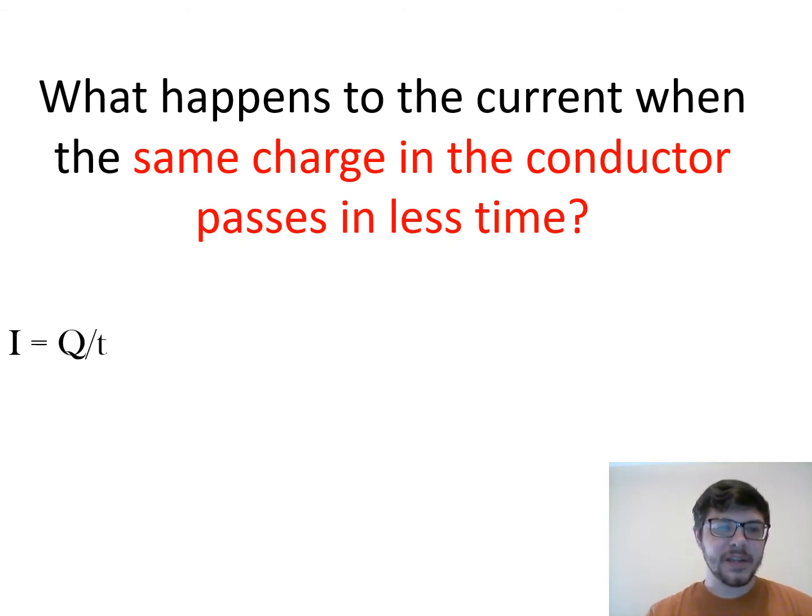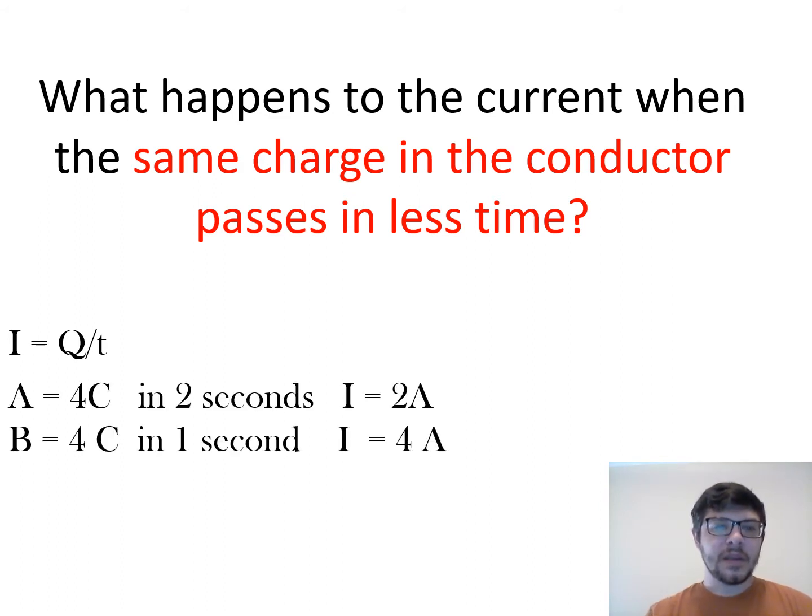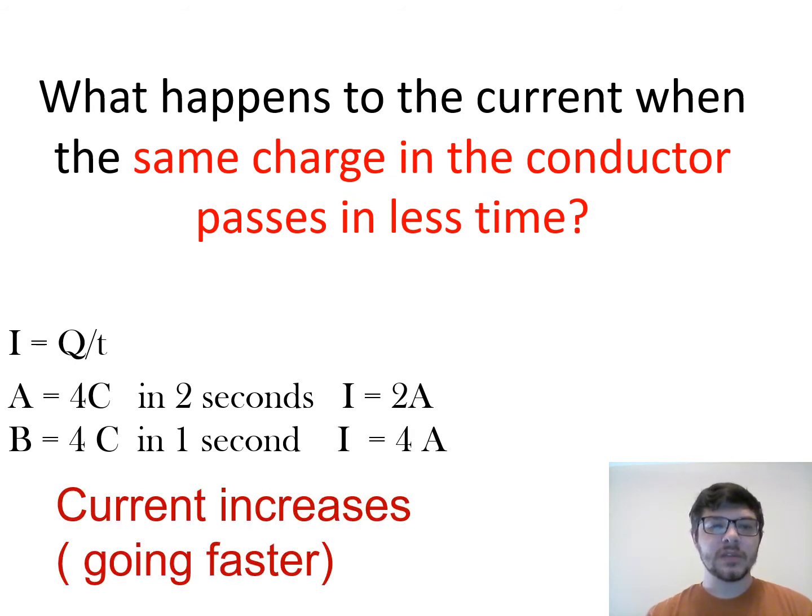So we put current, that's I, is our charge over time. Now here's two scenarios. So scenario A, if we have 4 coulombs in 2 seconds, well then our current is going to be 2 because it's 4 divided by 2. Now if we have that same amount of charge in less time, so 4 coulombs in 1 second, then our current will be 4 amps. So the current will increase or go faster.